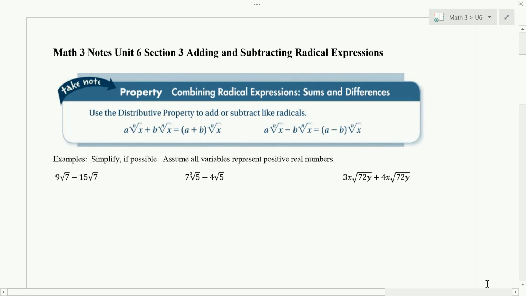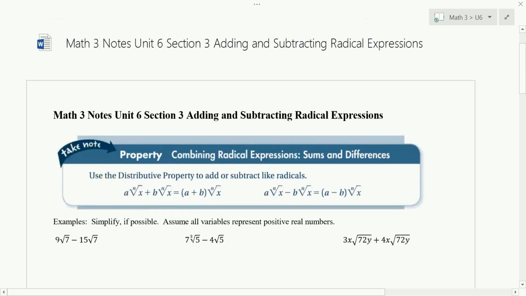Okay, so adding and subtracting radical expressions. We can look and see from the properties here. If we have two roots that match, they have the same part underneath the root, and they're the same index, then we can add the coefficients. So in this first case, we can add a and b together, only if they match. And same idea with subtracting.